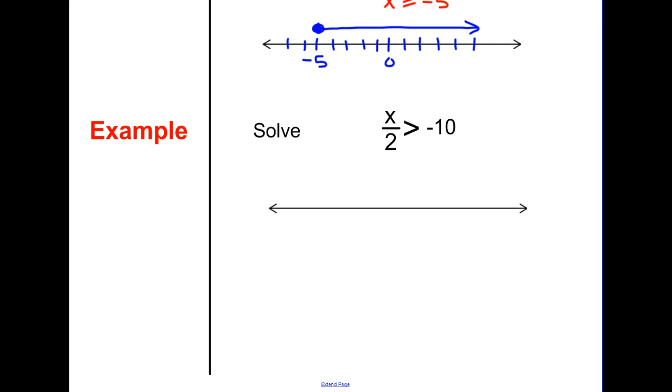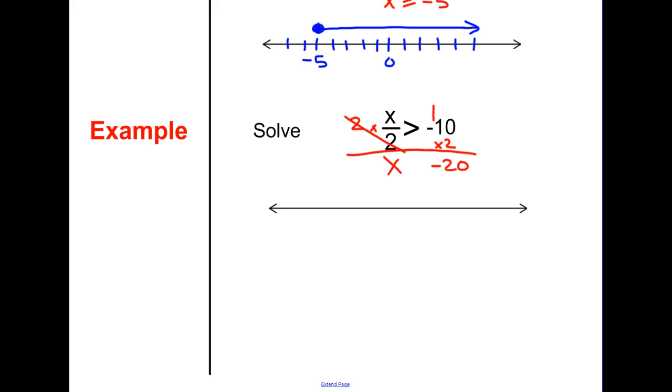All right, let's try this next example where x divided by 2 is greater than negative 10. To get rid of that 2, we're going to multiply by 2. So I'm going to multiply this negative 10 by 2. We're going to get x and negative 20. Now here's the catch. Did I multiply both sides by a negative number? No. I multiplied it by just a positive 2.